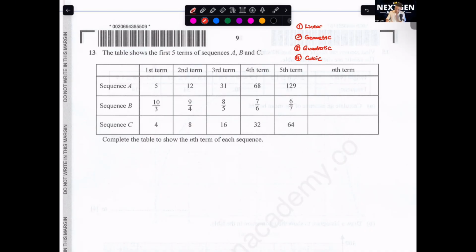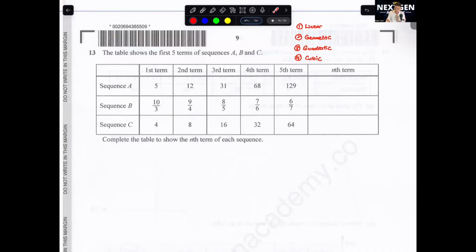Sequence A, 5, 12, 31, 68, 129. Okay, we first have to identify what type of sequence is this first. Okay, so I will normally go in order like that. You check whether it's linear, then you check whether it's geometric, then you check whether it's quadratic, then you check whether it's cubic. Okay, which one is this? Linear, geometric, quadratic, or cubic? And we need to know all the criteria.